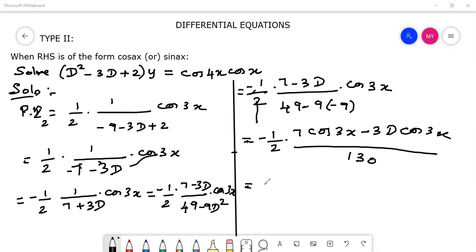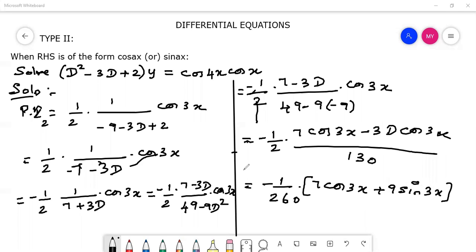So my value will be minus 1 by, you can multiply this 2 with 130. It will be 260 into the value is 7 cos 3x plus 9. See here cos 3x. What is cos when differentiated? It is negative sine 3x into 3. So that 3 and this 3 will be multiplied. So it is 9 sine 3x. So this is your particular integral 2.